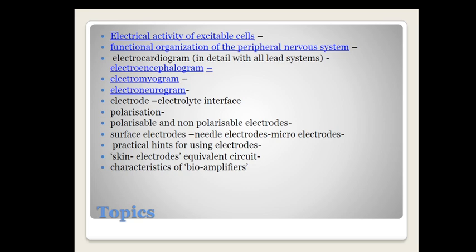What are the electrical activities of excitable cells, functional organization of the peripheral nervous system, electrocardiogram, electroencephalogram, electromyogram, electroneurogram, and electrode-electrolyte interface polarization, polarizable and non-polarizable electrodes. In this, again, we have surface electrodes, practical hints of electrodes, skin electrodes, characteristics of bioamplifiers. All these are the main concepts of biomedical instrumentation blocks, which are important for acquiring the different biological potentials.